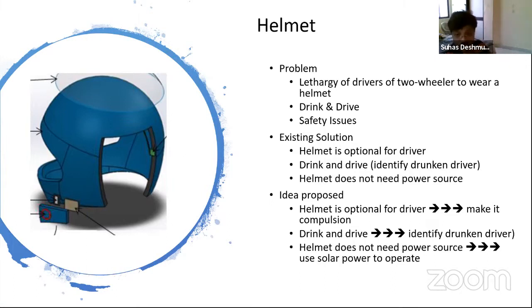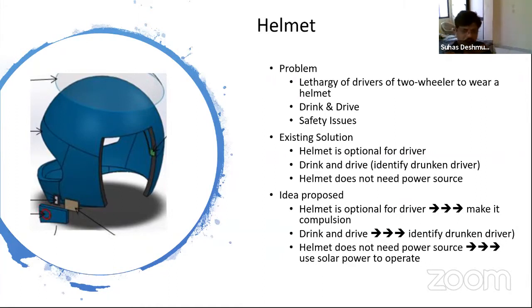We will discuss this. The helmet is initially an optional part for the driver. Why cannot we make it compulsory? We can make it compulsory by providing rules and regulations on road safety, but that is also not possible all the time.